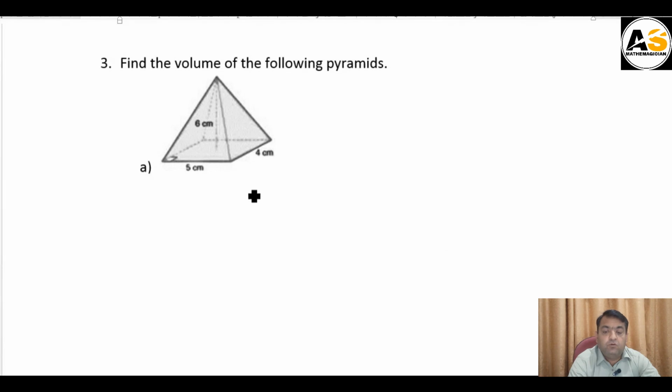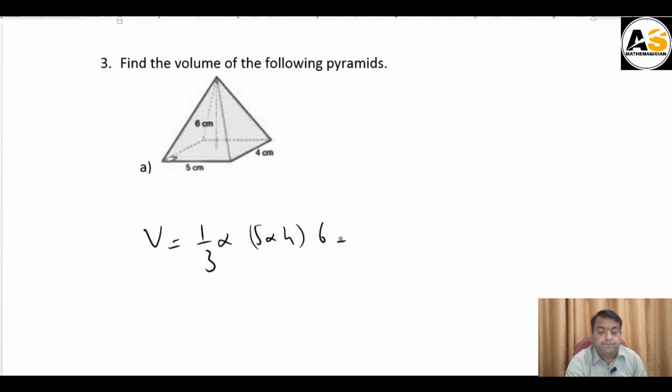Let us come to this question. Find the volume of this pyramid. What is its base? Its base is a rectangle. This angle is 90. It has length 5, width 4. So what is its base area? Its volume will be 1 by 3 into base area 5 into 4 into its height. Height is also given. This is 6. 40 centimeter cube. I hope this is clear.